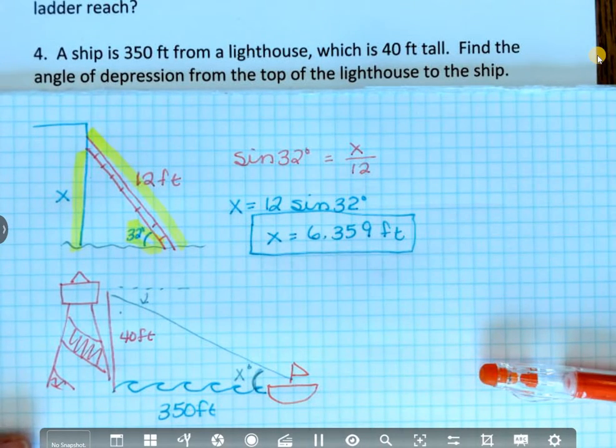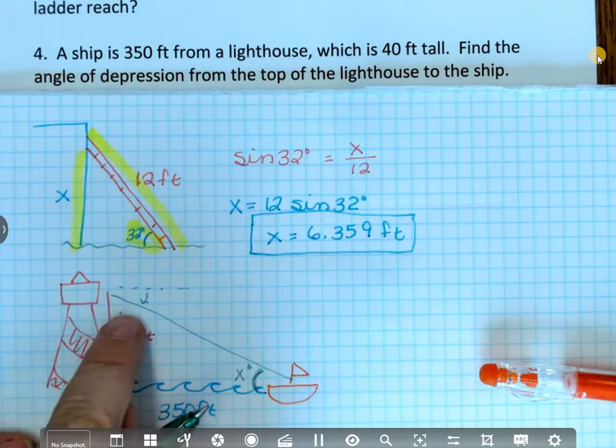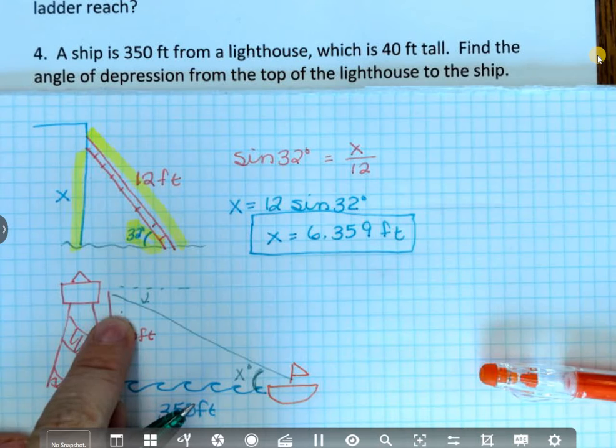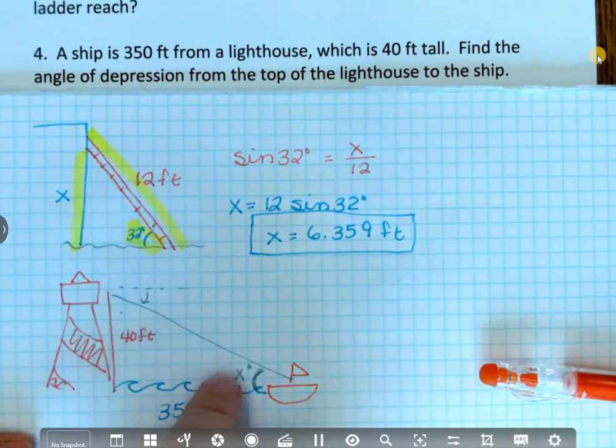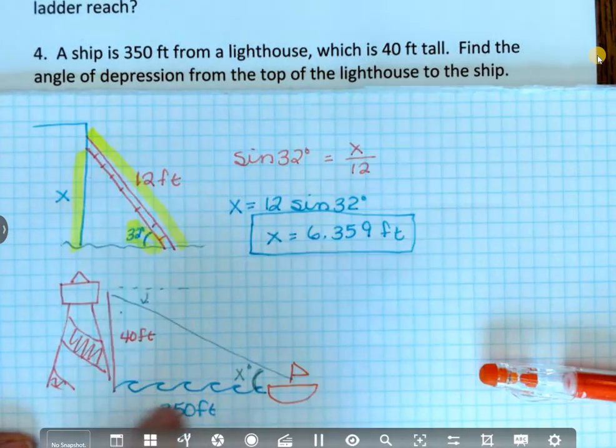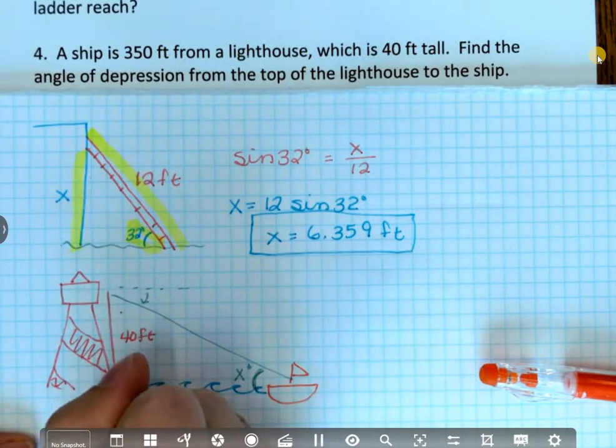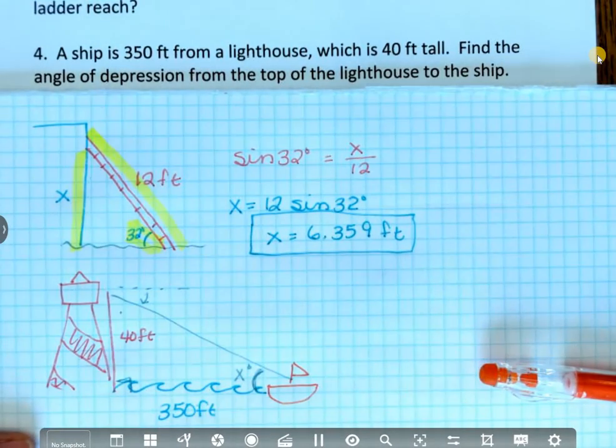Does that make sense? A lot of people just want to put an angle of depression. They said from the lighthouse, so I'm going to put it up there. But that's coming off of a triangle that's looking this direction. So just use alternate interior angles. Find wherever your horizontal is. One angle will be a right angle. The other angle is where you put it.